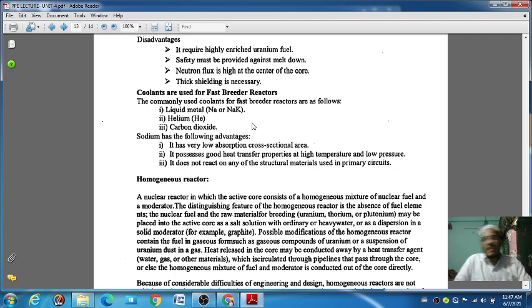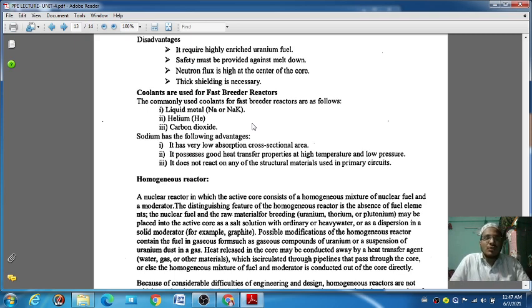Which type of coolant are we using in the fast breeder reactor? One type of question will be there. You have to know: liquid metal Na, sodium, and sodium-potassium, helium and carbon dioxide. These are the commonly used coolants for fast breeder reactors.